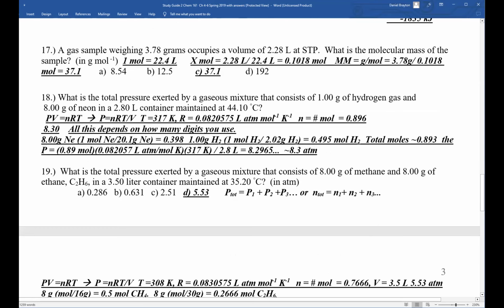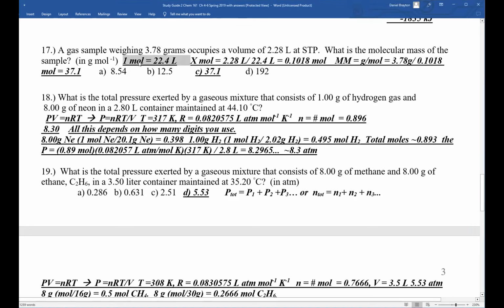Number 17 looks like it is a gas, chapter 1. A gas sample weighing 3.78 grams occupies a volume of 2.28 liters at STP. So STP should set off a little alarm bell in your head that this is that critical thing we walked away with from that section on the chapter on gases, that 1 mole is 22.4 liters. This is our shortcut. Whenever you're at STP, this is true.